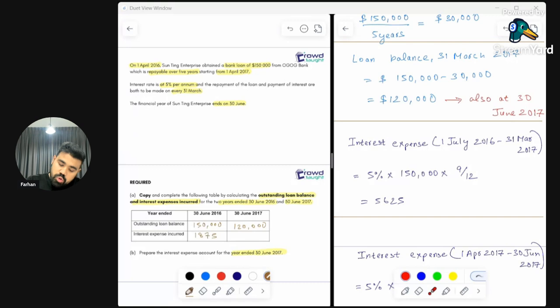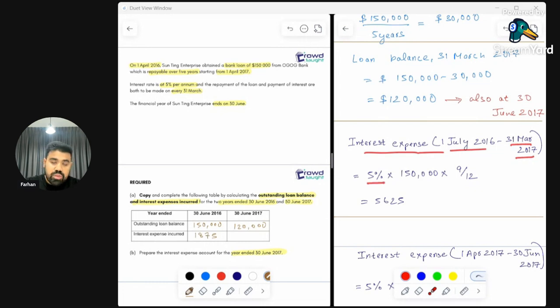So first of all, we want to find the interest expense from 1 July 2016 until 31 March 2017. Okay, and the reason we want to do it until 31 March 2017 is because we have made some loan repayment at 31 March 2017. So let's calculate this interest expense for the 9 months from July 2016 until 31 March 2017.